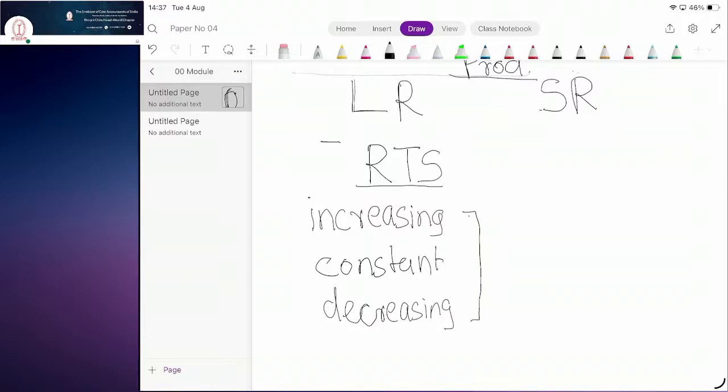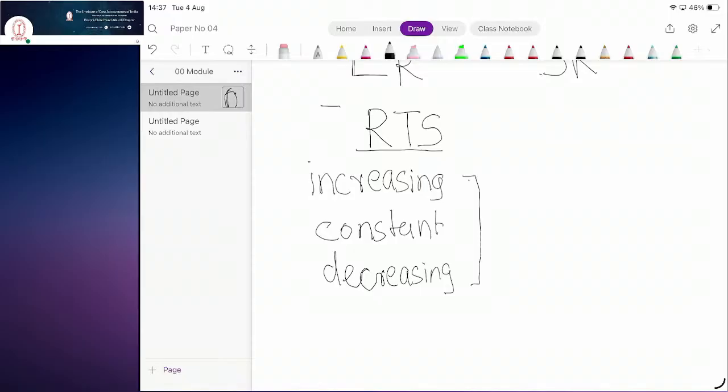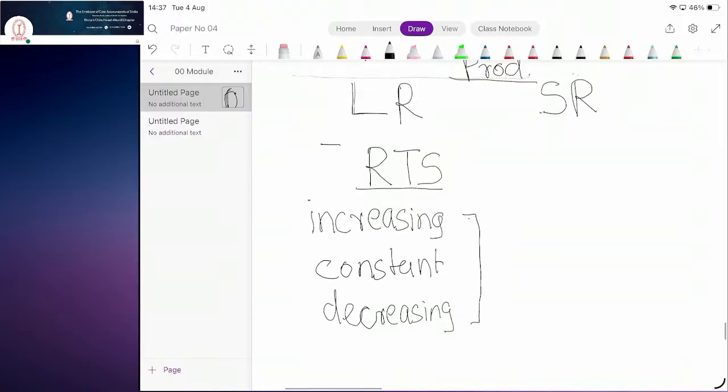Any doubts or difficulties with this? Have you understood everything? Increasing means that you double the inputs and observe what is happening to the total output.